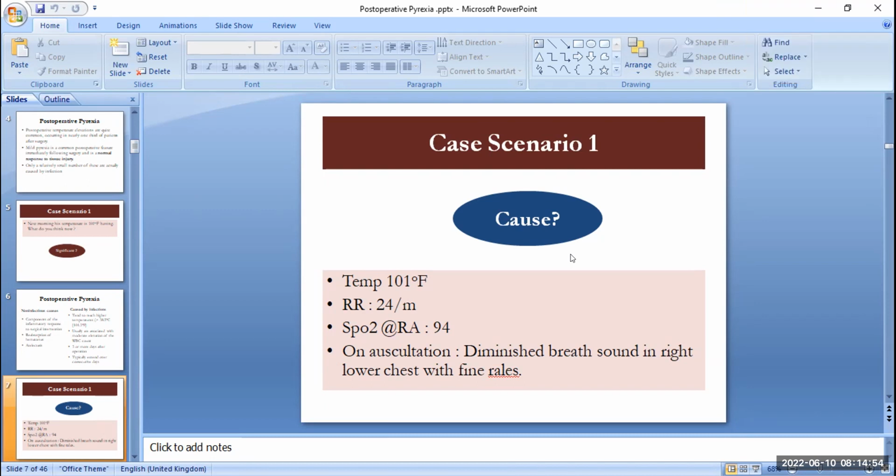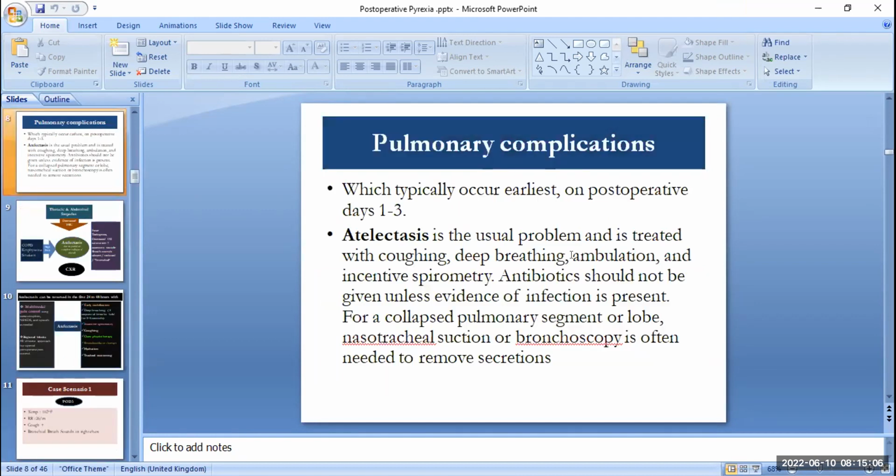Sir, to overcome the situation, I will ask for incentive spirometry, and also a semi-recumbent position of the patient, and I will also add chest physiotherapy. If the department is available, then it's fine. But we can also give chest physiotherapy in the ward itself.